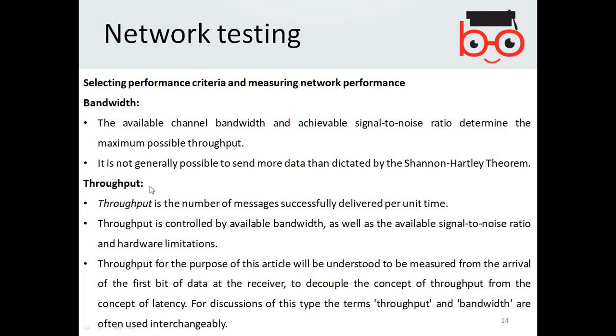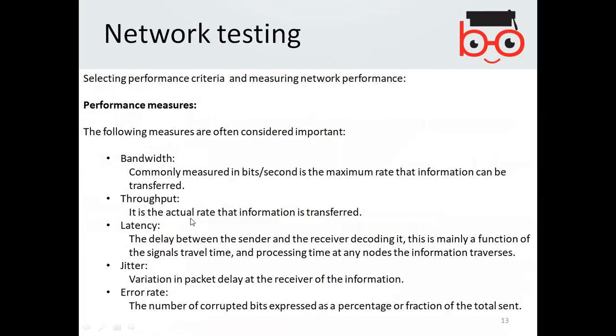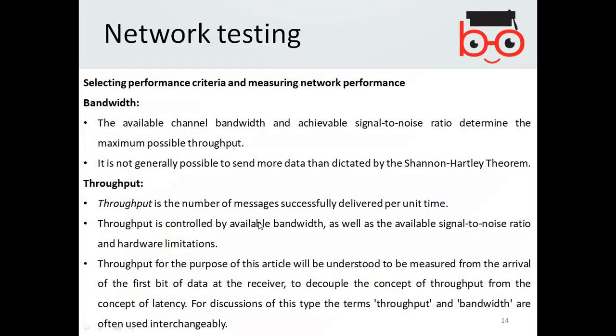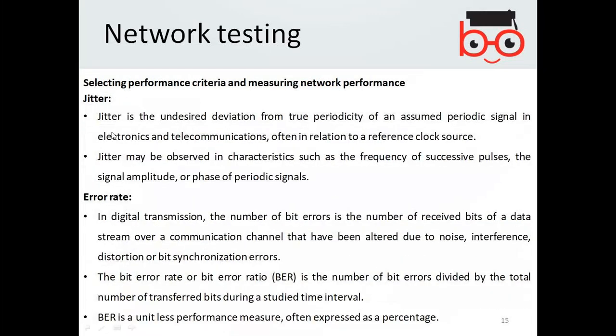Some more explanation about the bandwidth we discussed earlier. Throughput was the concept of the actual data rate at which information is being transferred, and then the jitter and the error rate are explained in these slides a little bit more. So you can always go through these slides. We try to move further to some other slides.